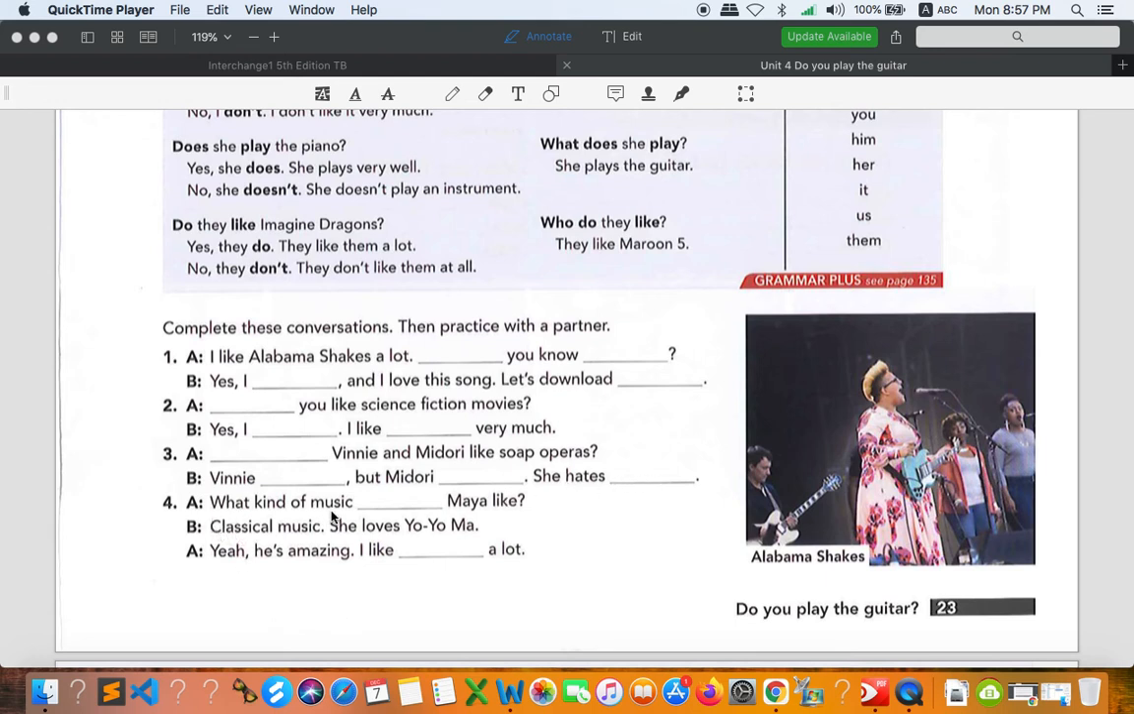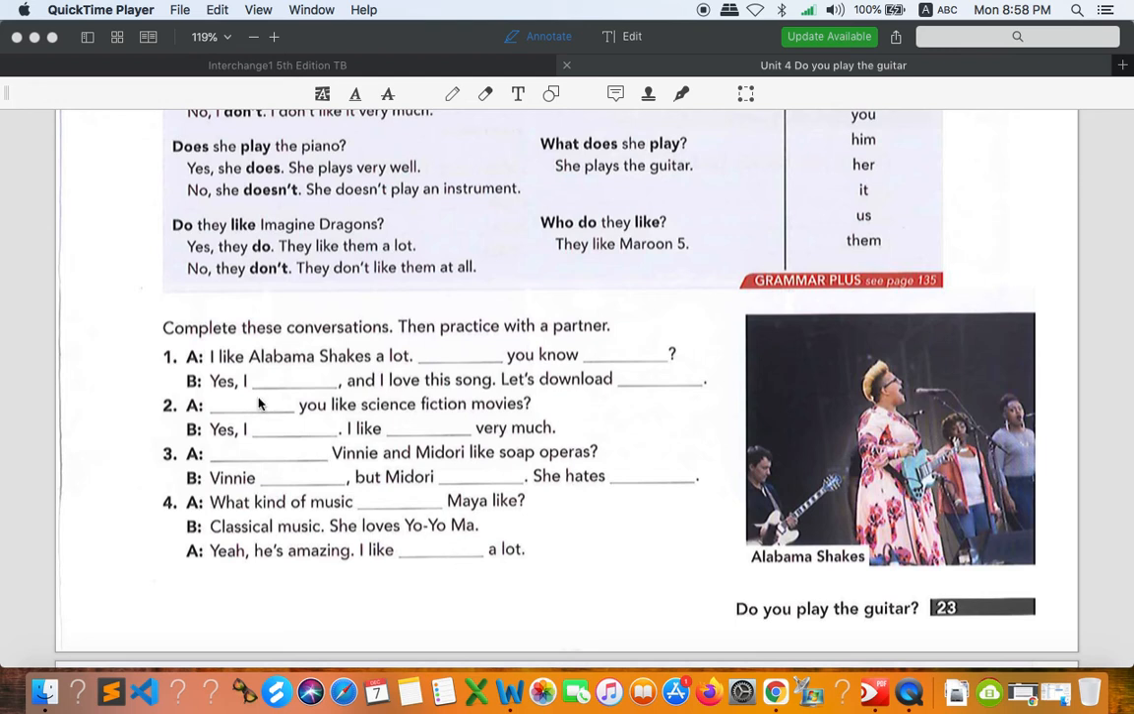What kind of music? Maya. Only one, right? So does. Okay. What kind of music does Maya like? And the answer is classical music. She loves Yo-Yo Ma. Yeah, he's amazing. I like, okay, he's amazing. So I like him a lot. So him here refers to Yo-Yo Ma. Okay, so the answer is I like him a lot.